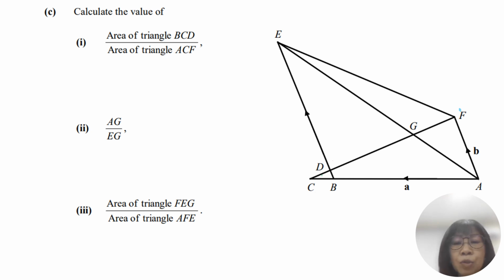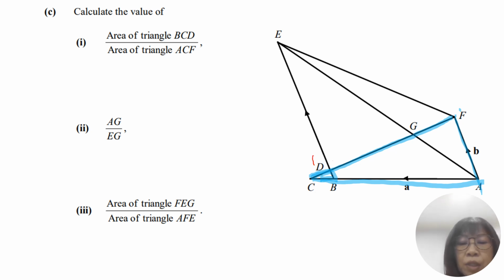Part 1, we need to find the ratio of the area of triangle BCD to the area of triangle ACF. One look at the two triangles, and as we already touched on in part A, we know that these two triangles are similar. Let me draw out and highlight the two triangles and show you. In this case, we already know the ratio.